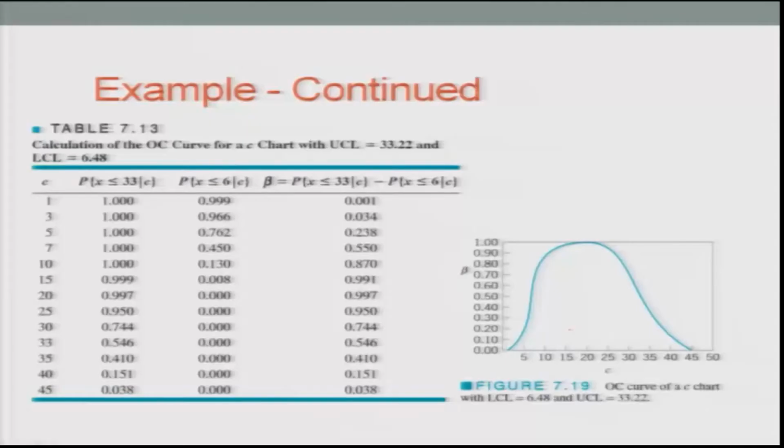So, let us continue the example. Calculate the OC curves for C charts with upper control limit 33.22 and lower control limit 6.48. Column 1 gives you the C values as 1, 3, 5, 7, till the second last one, which is 40, then 45. Then the probability that x is less than or equal to 33 given a certain value of C ranges from 1 to 0.038, depending on where C is.